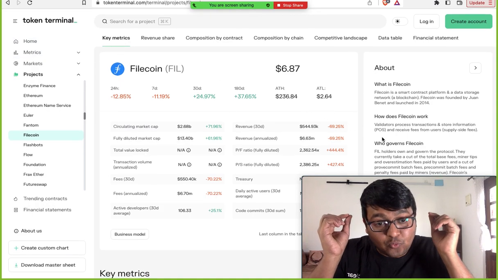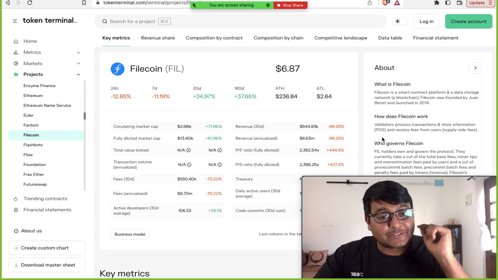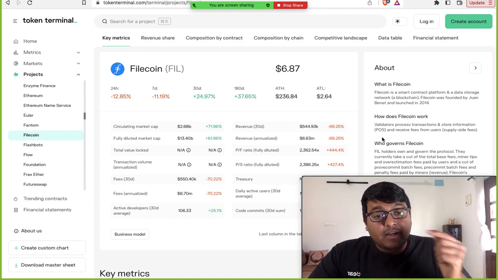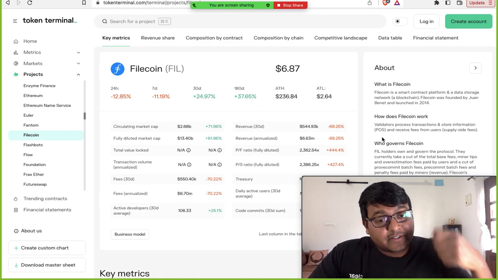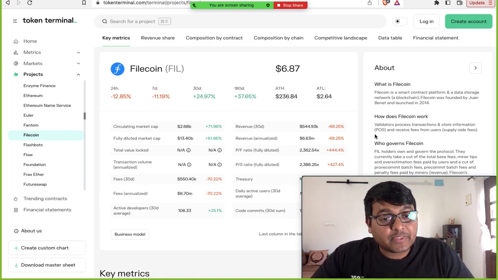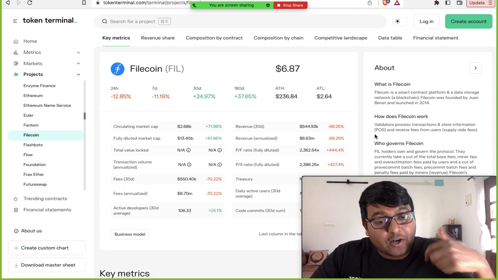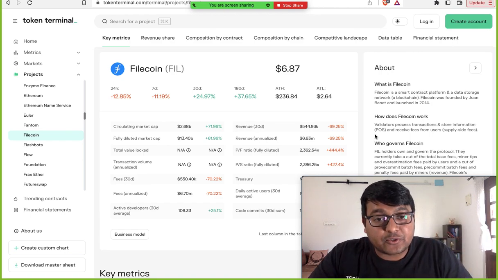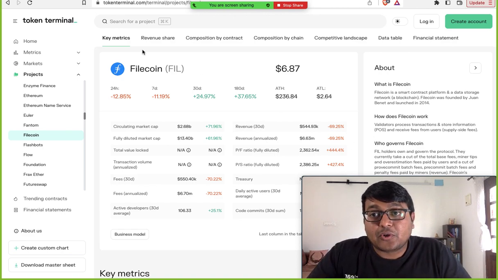Right? I'll just take you through one page of Token Terminal today in this video, and as I go through the whole tool, and as I learn to use it myself, I will make short videos on how to use different features of this entire tool. Right? Let's start with a very small feature. Just one page. It's called the key metrics page.